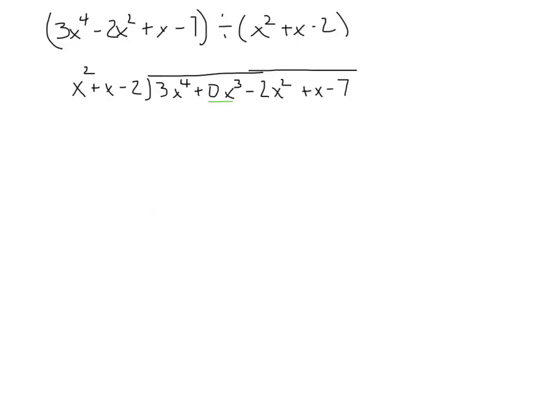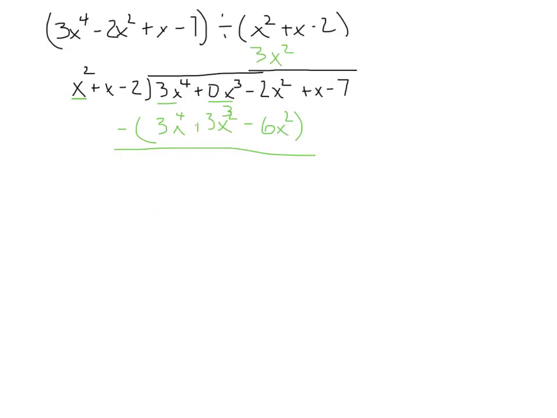And the question I'll ask myself is, what am I going to multiply my x squared by to get to 3x to the fourth? The answer is I'm going to multiply by 3x squared. And we'll do 3x squared times our divisor, and I will get 3x to the fourth plus 3x cubed minus 6x squared. And I will do my subtraction here.